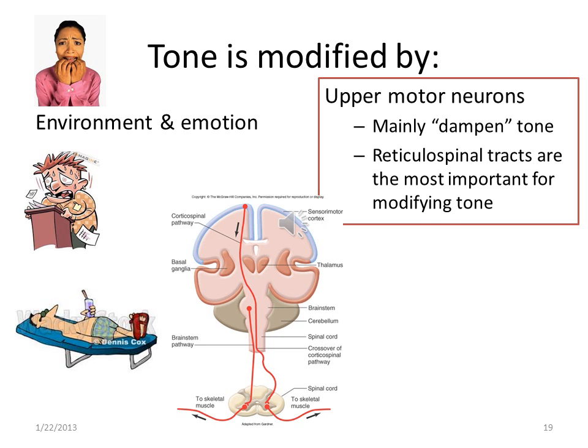Tone can be modified by the environment and one's emotional state, as well as by upper motor neurons in all three tracts, particularly the reticulospinal tract. All three of these mainly dampen down tone.